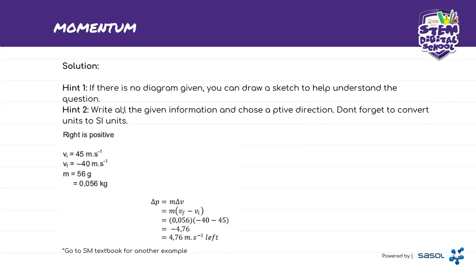Okay, so now that we have placed everything that is given and we've chosen right as positive, we can now go and plug into our equation. So here is our equation right here. Our equation is going to be the change in momentum is equal to the mass times the change in velocity.